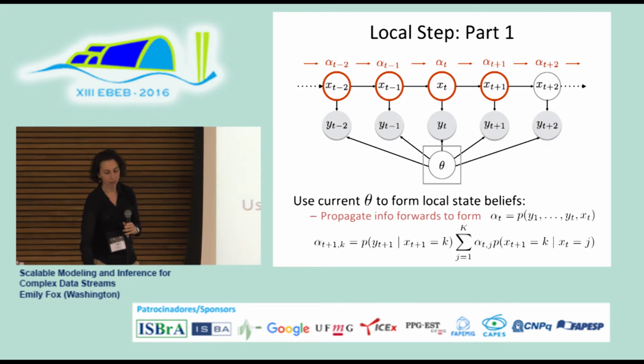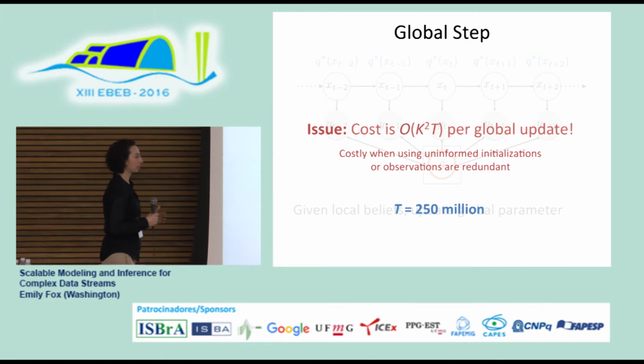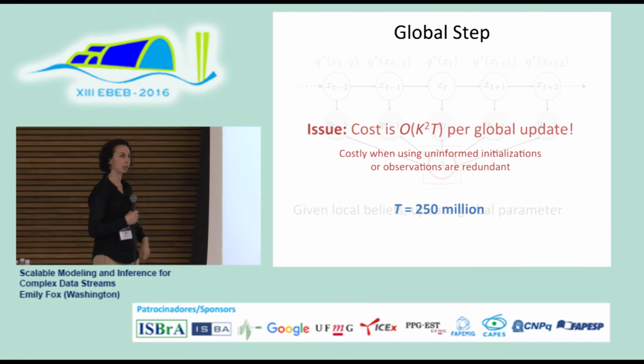For the local step, a really common approach for HMMs is to do a forward-backward message passing routine, where first we pass messages forward, which propagates information forwards in time, and then we pass messages backwards, propagating from the future to the past. Per iteration, we have to run this forward-backward, which has complexity on the order of k squared t, where k is the number of states in our HMM, and t is the number of observed time points. Just to give you a sense of this challenge, we're going to look at an application with 250 million time points. So think about running this forward-backward procedure again and again, let alone once on this size of a data set. So really computationally infeasible.